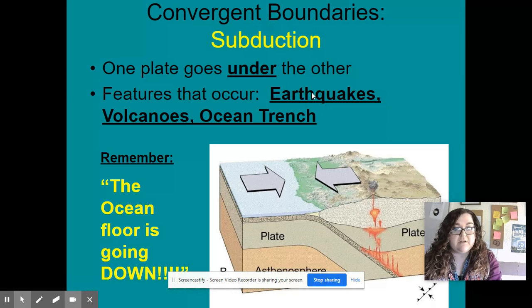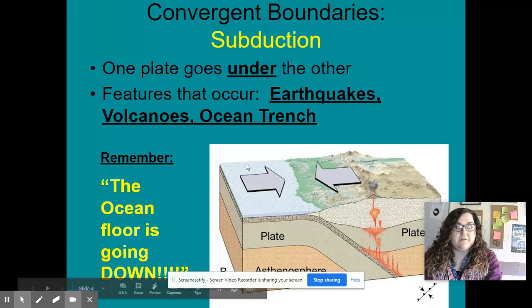We'll talk about earthquakes more in a couple videos, and also volcanoes. And then again, ocean trenches are some of the deepest parts of the ocean, and they are caused because of these subduction zones. So those are going to be your blanks right there.